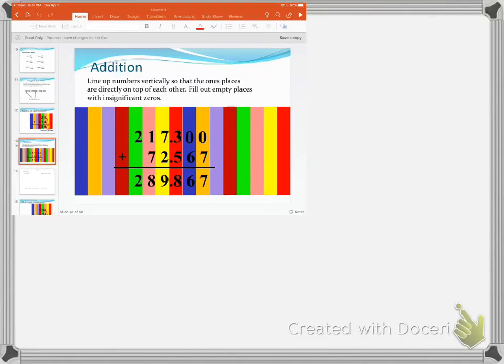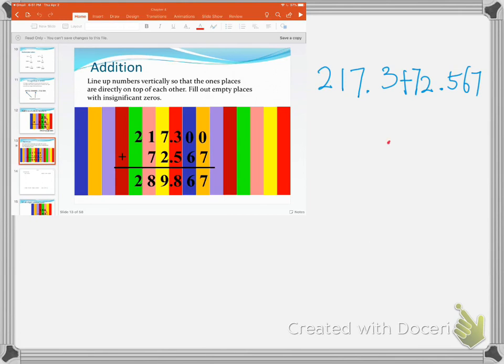Okay, let's first talk about addition and subtraction of decimal numbers. So this example is 217.3 plus 72.567. The most important thing for addition and subtraction is we put decimal points on a vertical line.